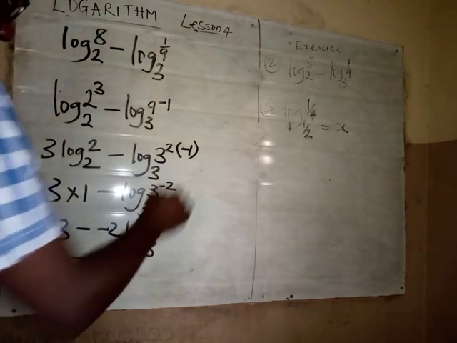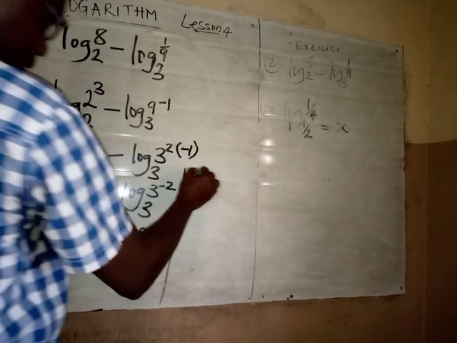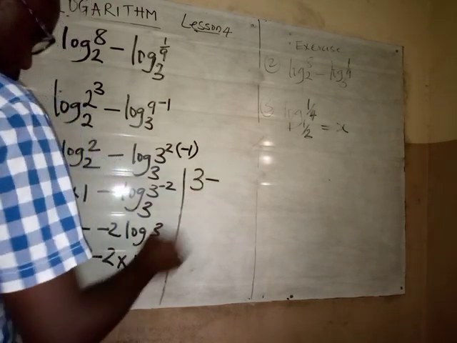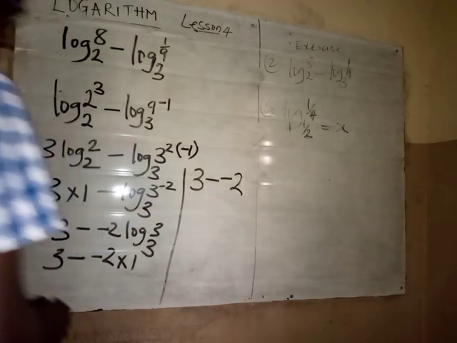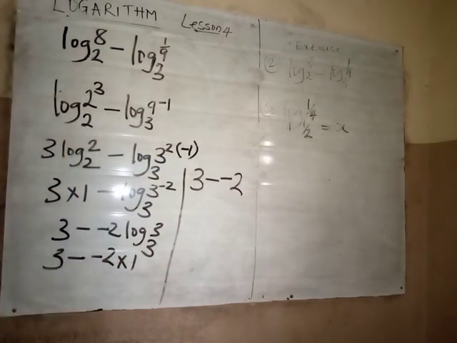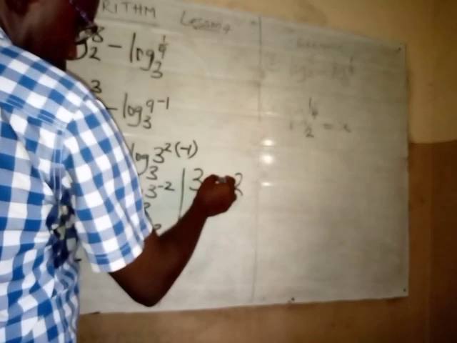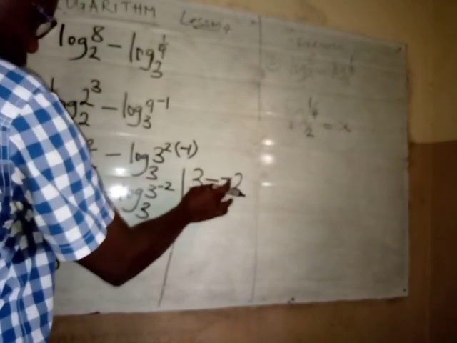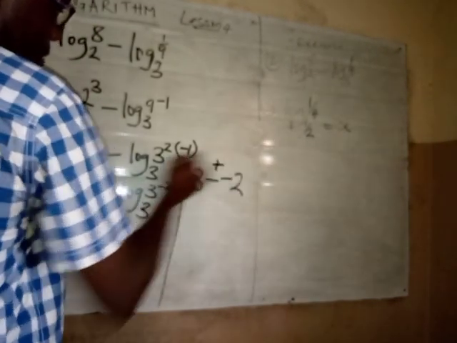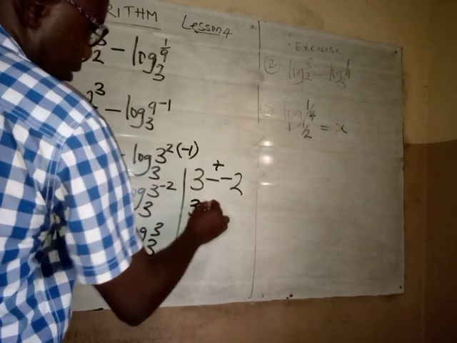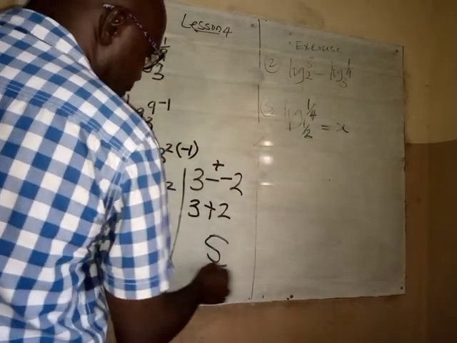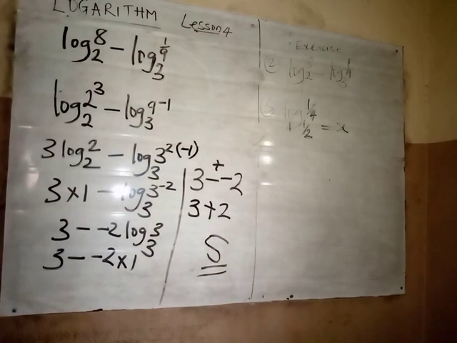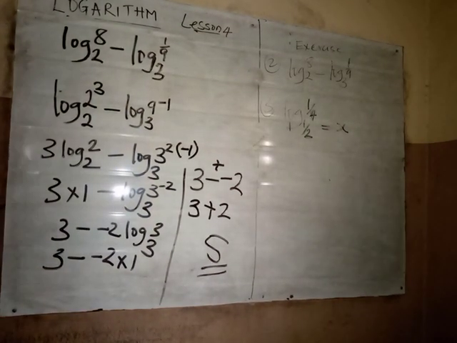And this will give me 3 minus minus 2 times 1. And what I will now have here is 3 minus minus 2. When minus occurs 2 times before a number, it automatically becomes plus. So this thing is the same as 3 plus 2. Your answer becomes 5. This is how to go about this.